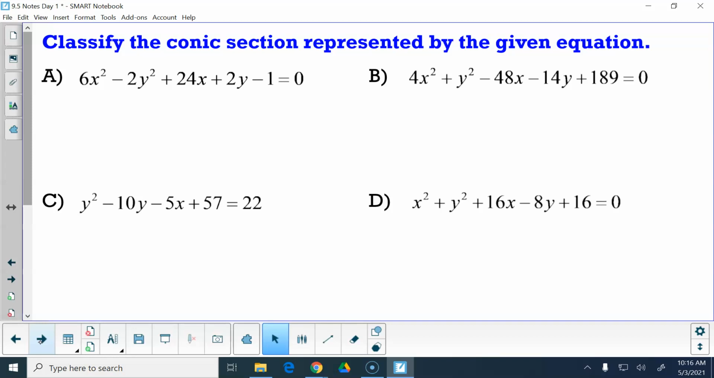There is one of each up there. So you tell me which letter is which one, with justification of what it is. What do you got, Eo? C is a parabola. Why? Bingo. So letter C is the parabola.